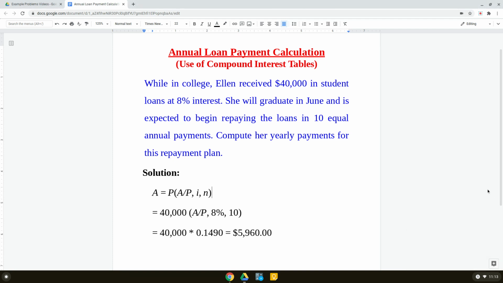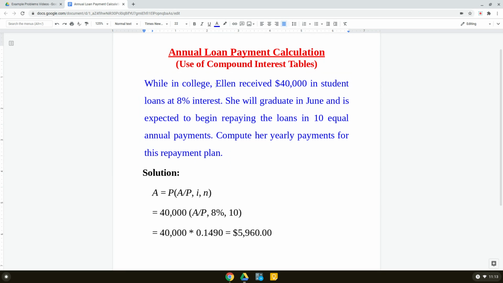In this video, we are going to learn how to calculate annual loan payment using compound interest tables. I have a problem here. Let's read the problem, then we will see what the problem statement is, what information is given in the problem, and based on that, we will work on the solution. So let's read the problem.